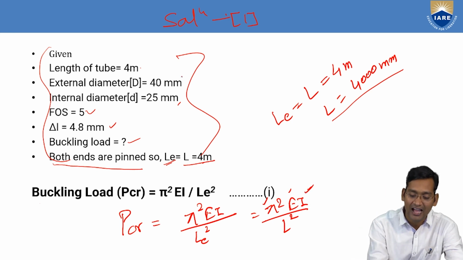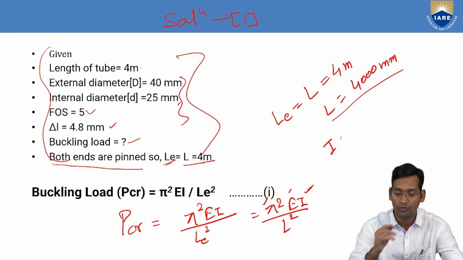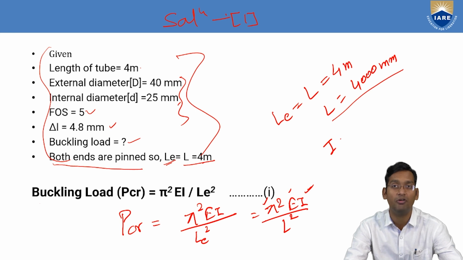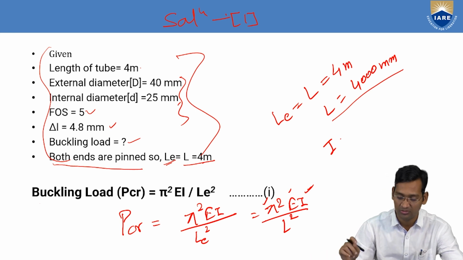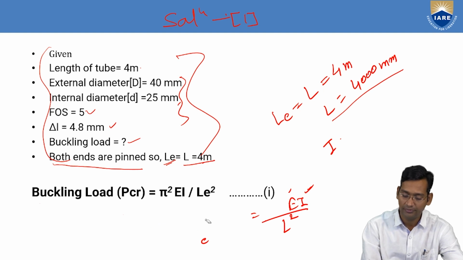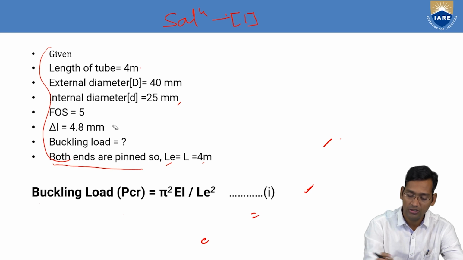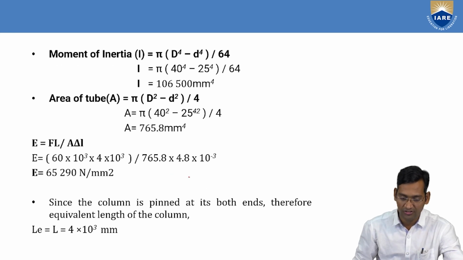So for finding I, only this is given. So what is the formula for I? For hollow, that is pi by 64 into capital D power 4 minus small d power 4. So that only is the formula you have to apply here. So first step will be what? To find the moment of inertia. So let's see to find the moment of inertia.